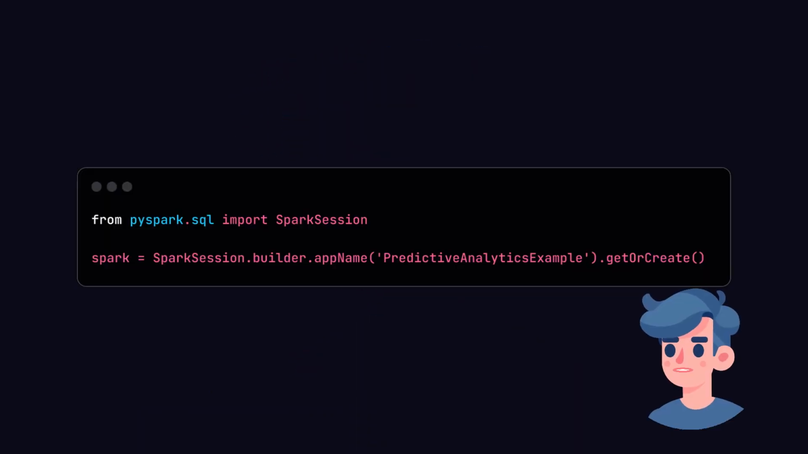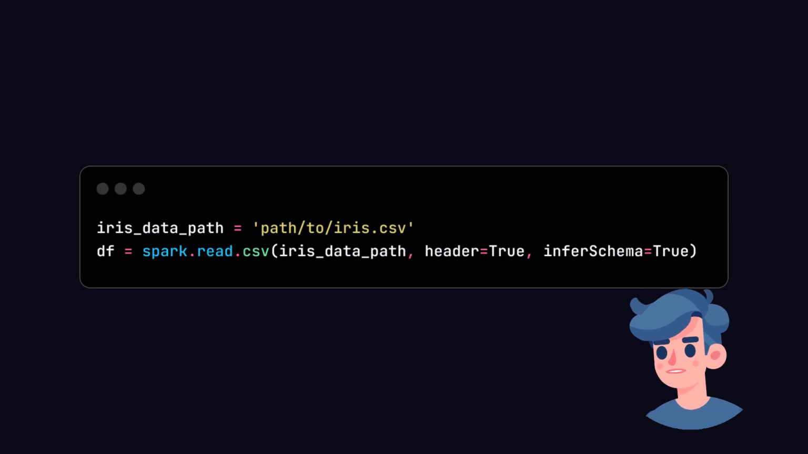Once you have Spark installed, we need to set up our environment. You can use any IDE of your choice, but for the purpose of this tutorial, we will use Jupyter Notebooks. Let's create a new notebook and import the necessary libraries. Now that we have our Spark session ready, the next step is to load our dataset.